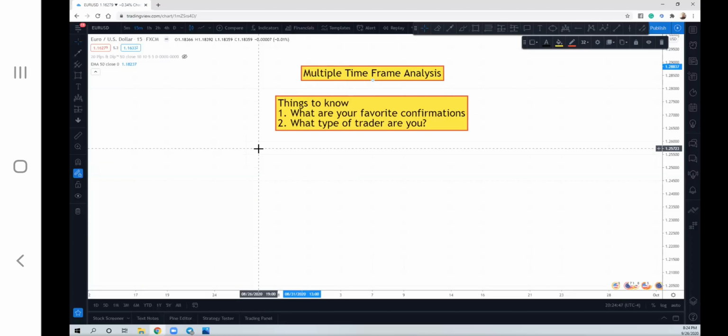And the second thing that you need to know is, what type of trader are you? Are you a scalper? Are you an intraday trader? Are you a swing trader? So you kind of have to know your type of trader, what you're going to be. If you don't know that yet, hopefully this video will kind of help you on determining that. But ideally, you would want to know by this time, what type of trader are you? And so in this video, I'm going to teach you how I perform a multiple time frame analysis for my trading, for my style of trading as well.